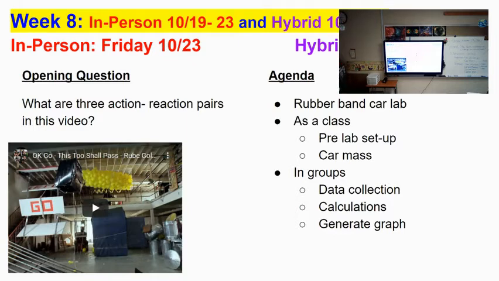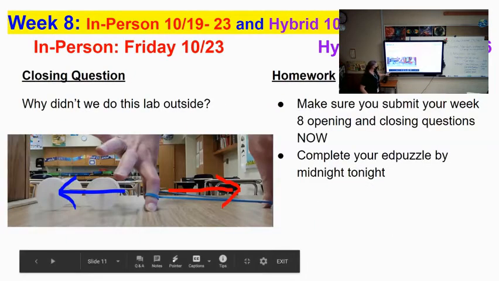Out of the whole video though, how many do you need? Just how many? How many is the question asking for? 3. 3, okay? So I think someone counted one time and said there was 85 action pairs. You only need 3 of them, okay? And there's the closing question.